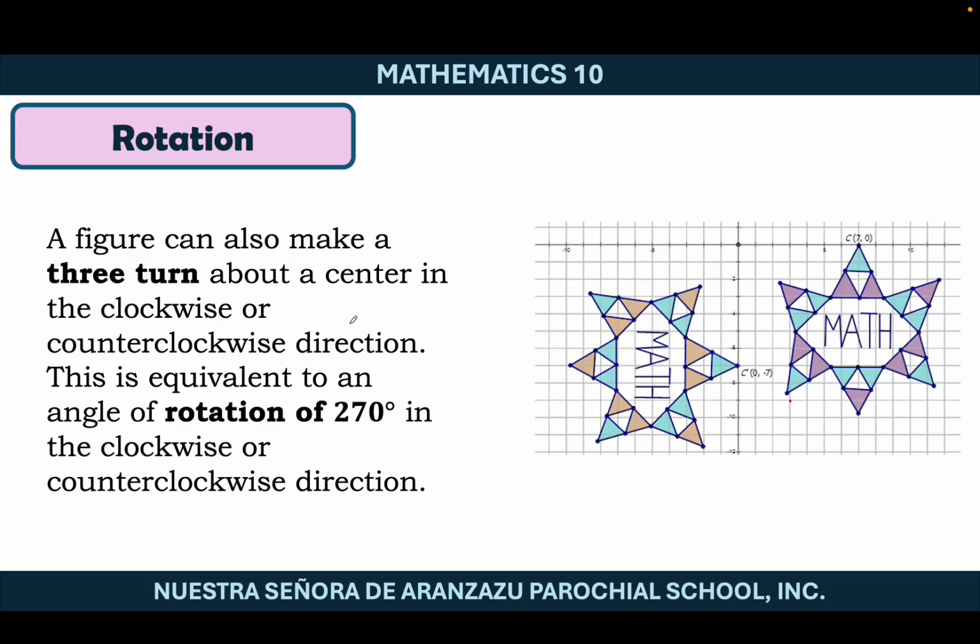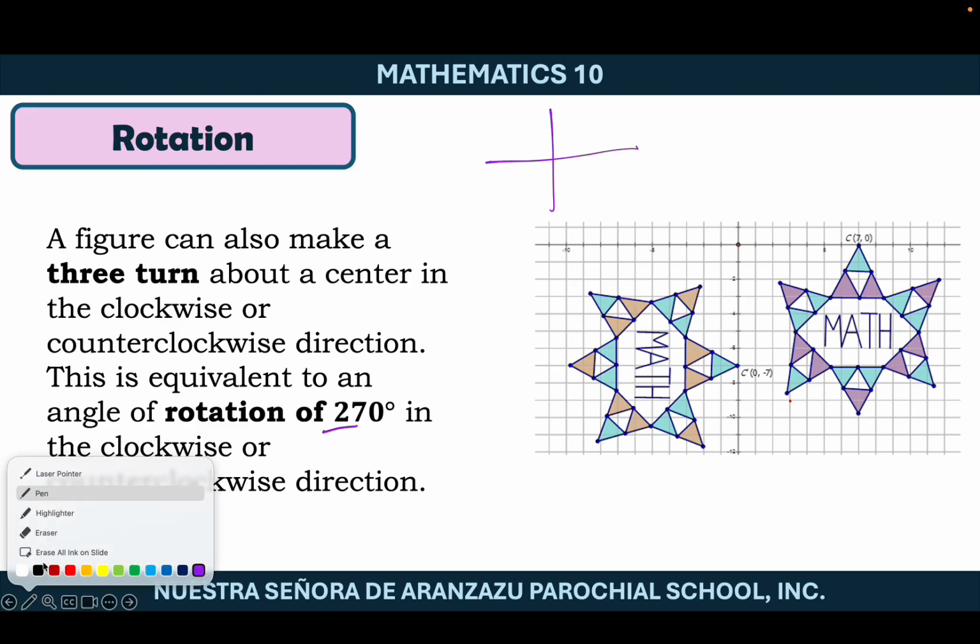Okay, next. 3-turn naman. So, a figure can also make a 3-turn about the center in the clockwise or counterclockwise direction. So, this is equivalent to an angle of rotation which is 270 degrees. Okay? So, ibig sabihin, 3-turn yung rotation dito sa ating third cases. So, paano nga ba nangyayari yung quarter turn, half turn, and 3-turn?